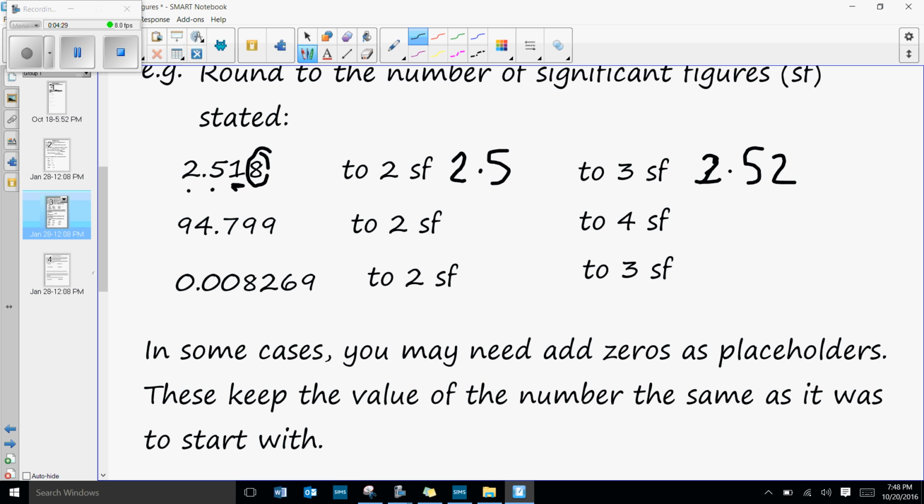Next one. 2 significant figures, 1, 2. Look to the digit immediately to the right. Again, we're not interested in the other digits, just the 7. The 7 changes the 4 to be a 5, so this would be 95. Now to 3 significant figures. 1, 2, 3. We look to the immediate right. It's a 9. Again, we add 1 to the 7 because it's more than 5.